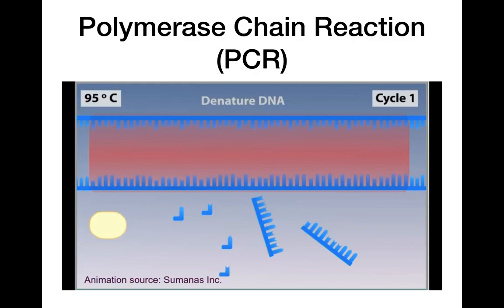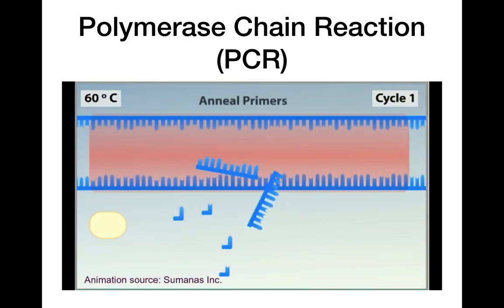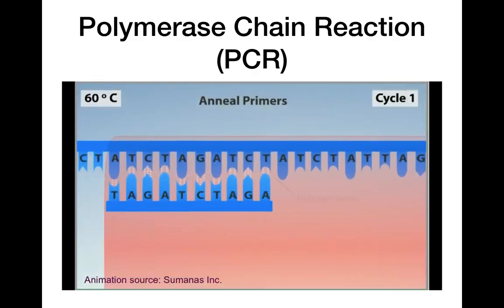A cycle begins by heating the reaction mixture to 95 degrees Celsius. The heat denatures the DNA strands, breaking the hydrogen bonds that hold the strands together. After denaturing the DNA, the temperature is reduced to around 60 degrees so that the primers can form hydrogen bonds or anneal with their complementary sequence in the target DNA. Note that the primers and the target DNA follow base pairing rules. An adenine pairs with the thymine and a cytosine pairs with the guanine.